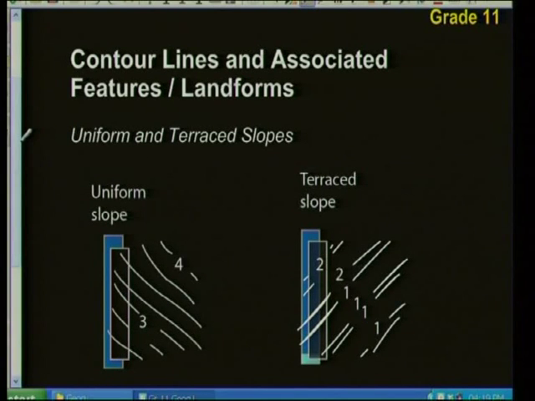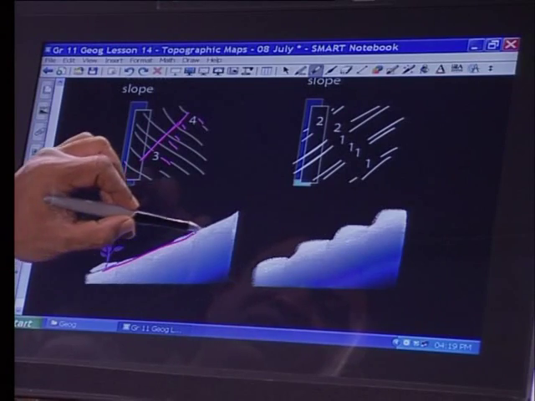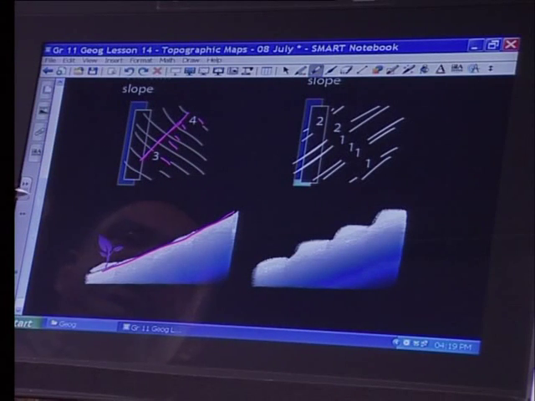Let's look at the next one. Uniform slope. Now let's look at this uniform slope. These lines are sort of equal distance apart. Can you notice that? The equal distance apart. And if you look at the slope, look at how uniform it is. Can you see it? Because the contour lines are equal distance apart.